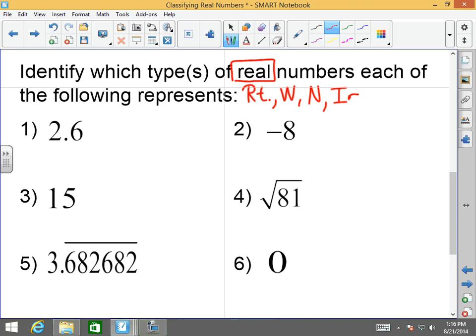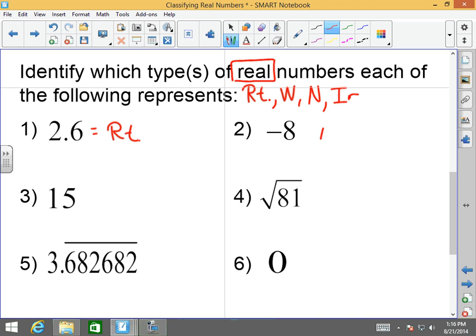Okay? So, number 1, 2.6. Which category or categories would 2.6 fall under? Sir? It is rational. Very good. And only rational. Because it's not a whole number, it's not a natural number, and it's not irrational because the decimal ends. How about number 2, -8? What kind of numbers would that fall into? What sets would that fall into?